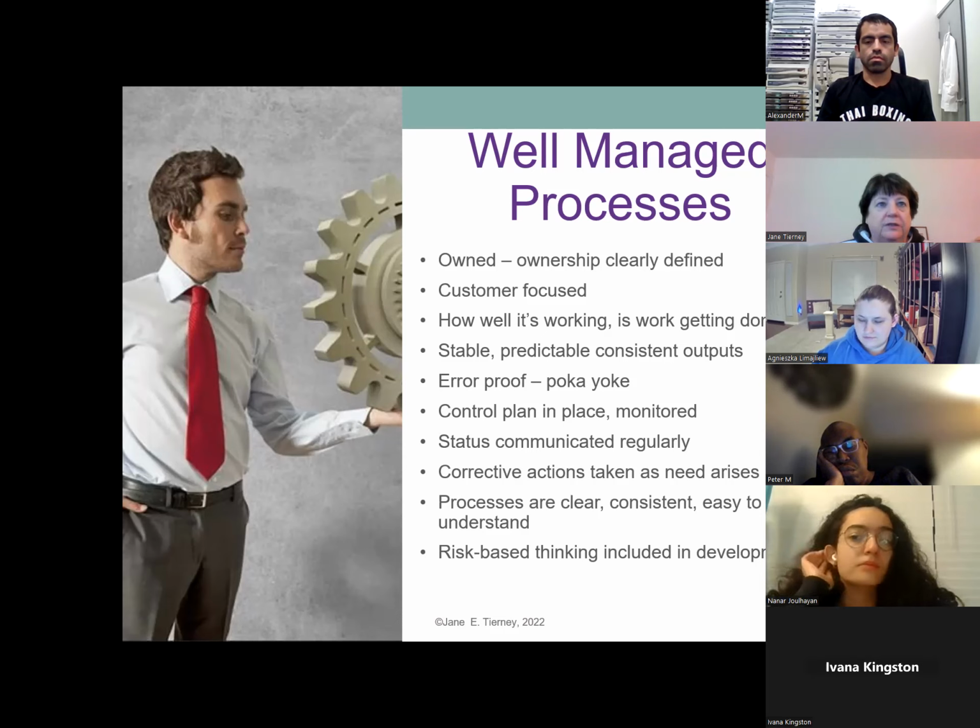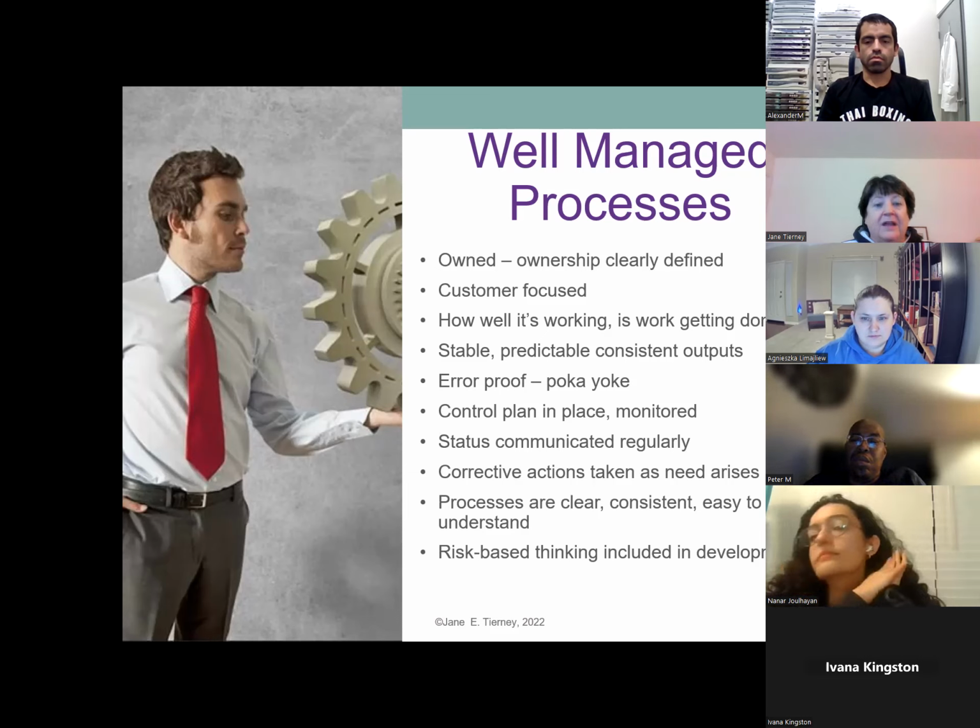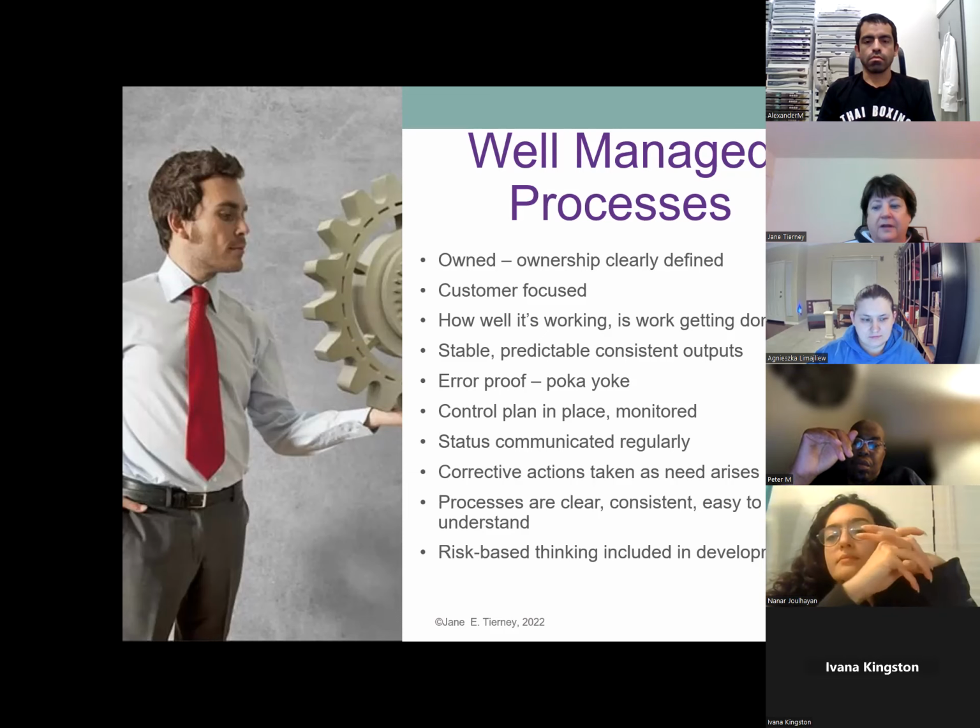Can we control it? Do we have a plan in place to monitor it? Are we looking at the communication on a regular basis? Are we taking corrective actions like we need to? And again, looking for that prevention. Or do we have processes that are clear and consistent and everybody understands them? Because if you have something that's too complicated and people don't understand, then they're not going to get it right. And then are we thinking about the risks involved across the process?